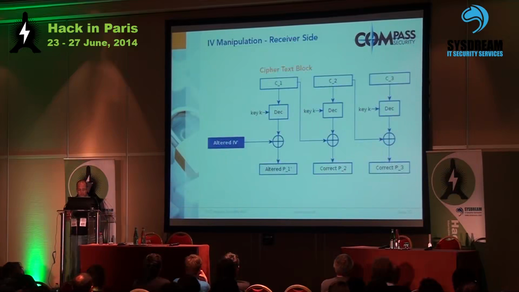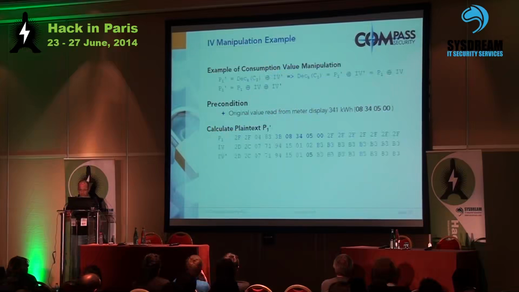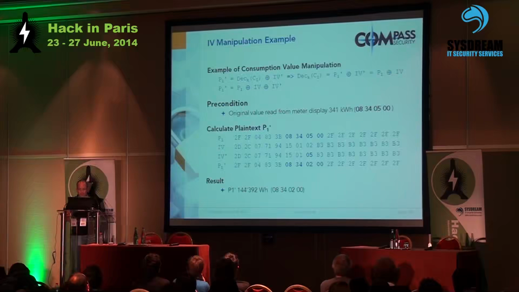So we have the ciphertext block. This is the original ciphertext being sent to the collector. The static key will be applied, and here we flip the bit. And this will also cause a bit flip in the plain text. So we basically flip bits here, and this will turn the numbers, and we'll finally have 144 kilowatt hours. So we've basically cut our electricity bill in half.